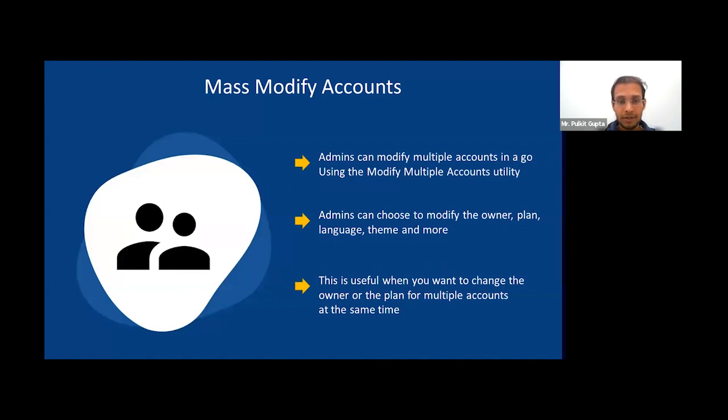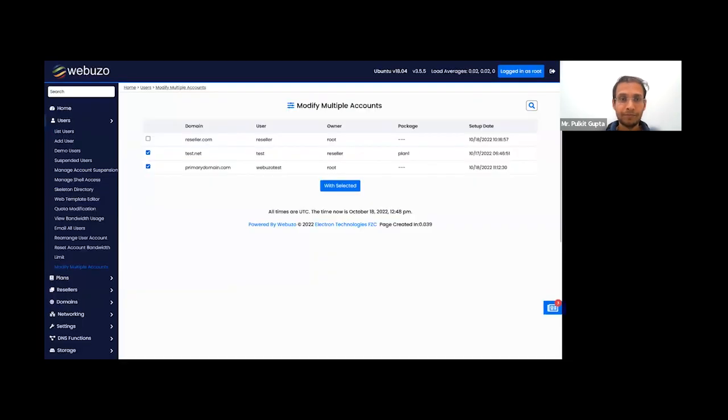If you are a reseller and you have multiple accounts, it's also possible to modify multiple accounts with a single click by choosing the plans and certain parameters of those plans. You can apply those things to all the users. So this is the modify multiple accounts screen. You can choose the users and simply click on With Selected. Go ahead, it will show you the pop-up for what plan you want to set, and you can change the owner of those users at the same time.